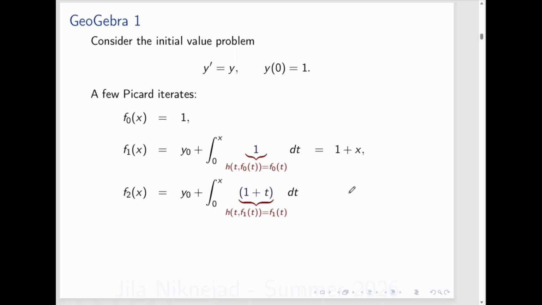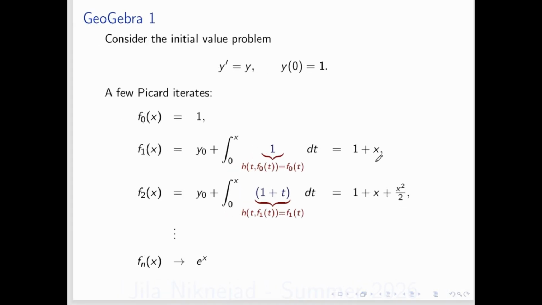So f2 of x is going to be y naught plus the integral from 0 to x of 1 plus t dt, which is h of t and f1 of t, and that is going to be 1 plus x plus x squared divided by 2. We continue this way, and you can already see that these are Taylor polynomials for e to the x, and essentially f sub n of x converges to e to the x as the iteration goes through infinitely many times.